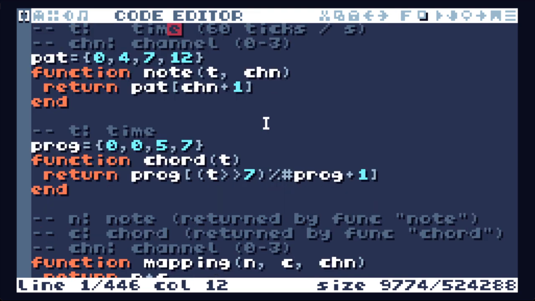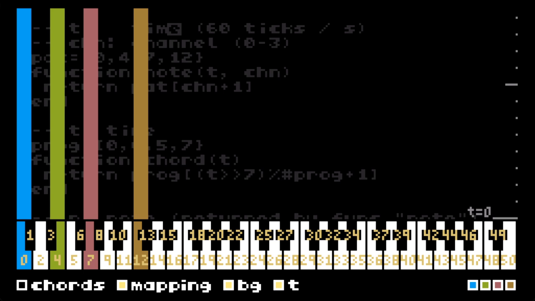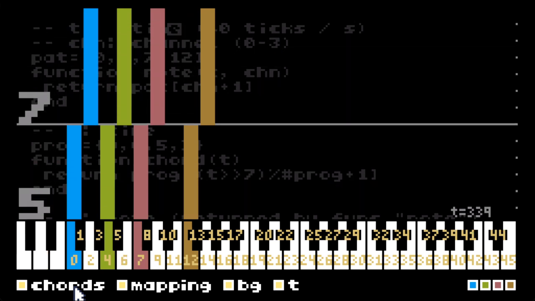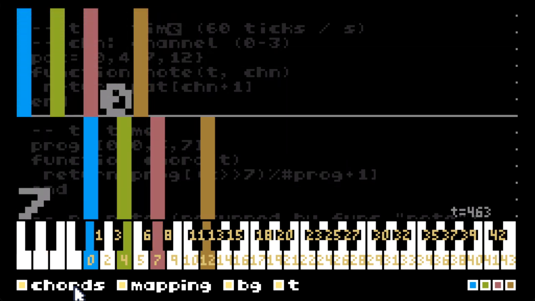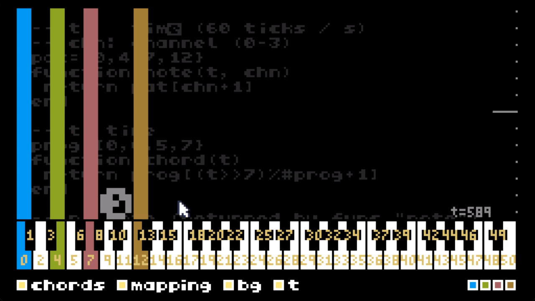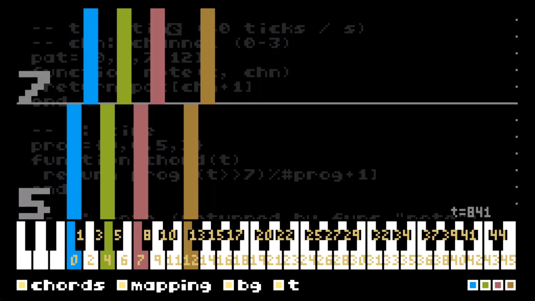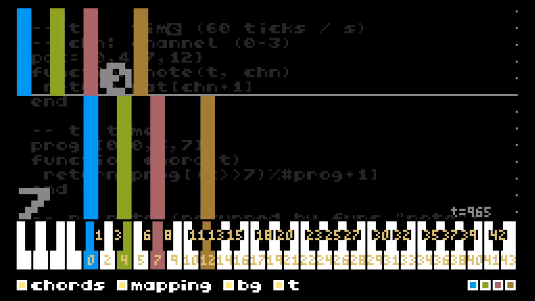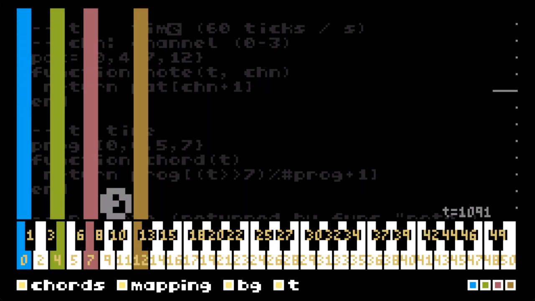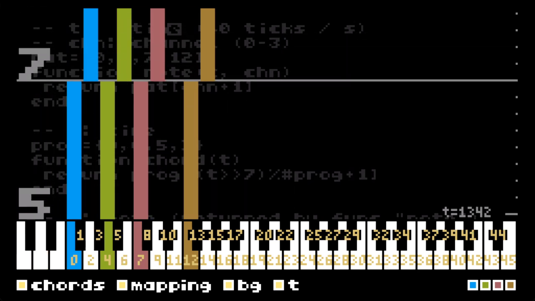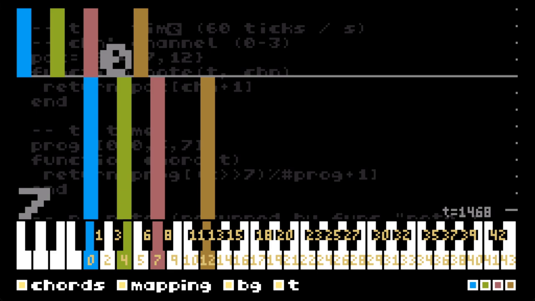And what we get is this. So when the chord function returns 0, this is the value returned by the chord function. We are sitting at the 1 chord, now we are at the 4 chord, and now we are at the 5 chord. So C major, and then we go to F major, and then we go to G major.